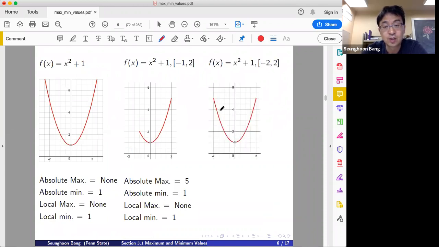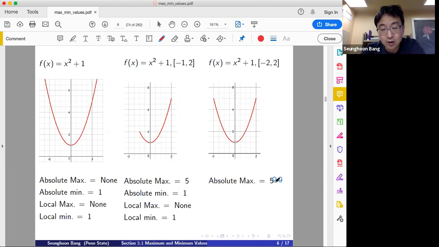So we can use this one. The interval is different: minus 2 to 2. So like this. Do we have an absolute maximum? Like the highest point? Do we have it? Yes. Here. What is the absolute maximum? It is the y value. The y value is 5. All function values are below 5. So we have, yes, 5.